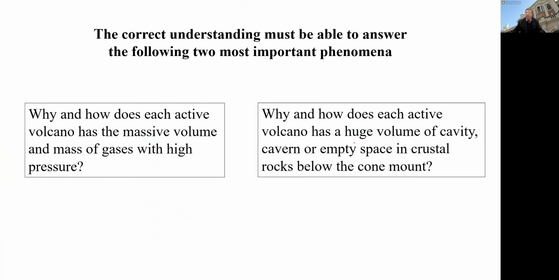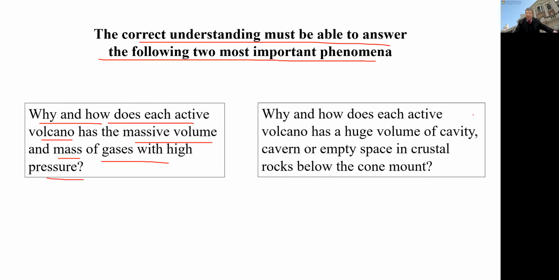So that's very important. So the correct understanding must be able to answer the following two most important phenomena associated with active volcanoes. Why and how does each active volcano have a massive volume and mass of gases with high pressure? Why and how does each active volcano have a huge volume of cavern or empty space in the crustal rock below the cone mountain? So why is this stuff here? Why is there a bigger chamber there, an empty space there? Why is it not filled by the lava or magma?